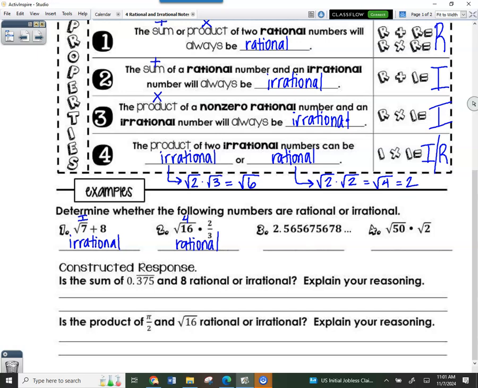All right, what about this one? This is irrational, because of the non-repeating, non-terminating decimal. So if you want to make that note, it's non-repeating, non-terminating. I spelled it wrong.